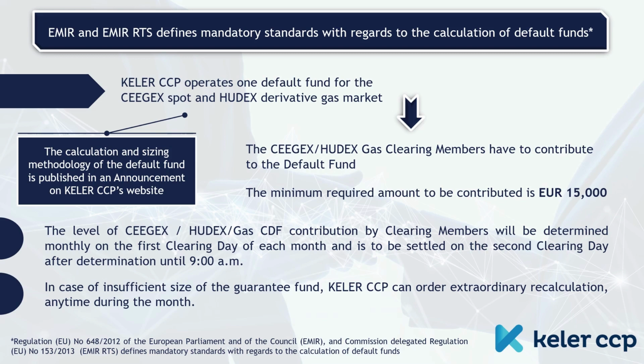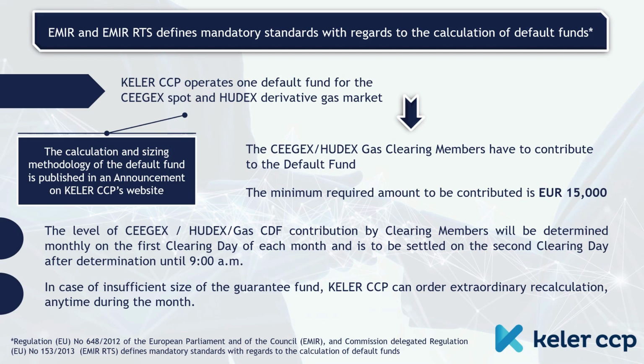The level of the contribution that shall be paid by the clearing members is determined by KELER CCP on a monthly basis. The date of the calculation is the first clearing day of each month, and the settlement of the contribution by the clearing members is the second clearing day after the determination, and the deadline is 9 a.m.